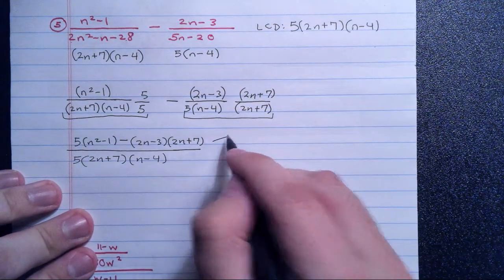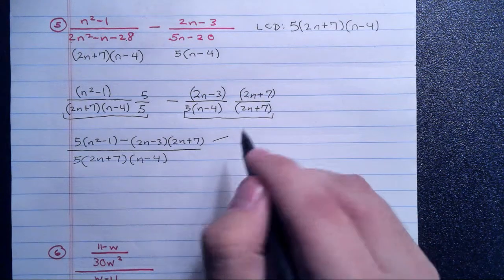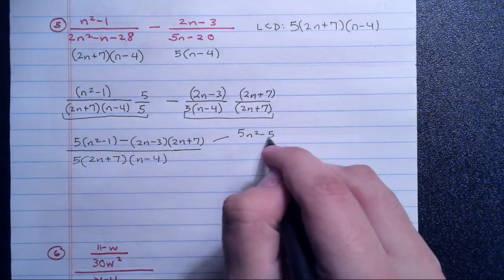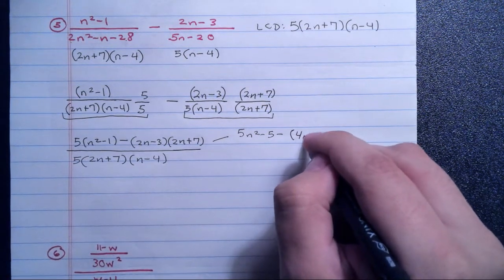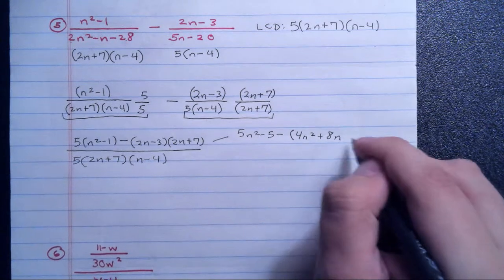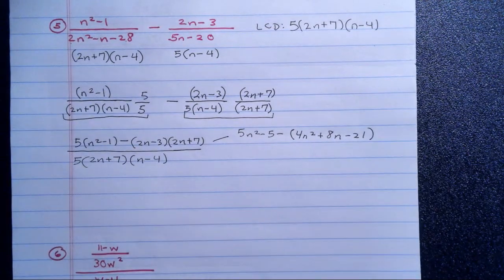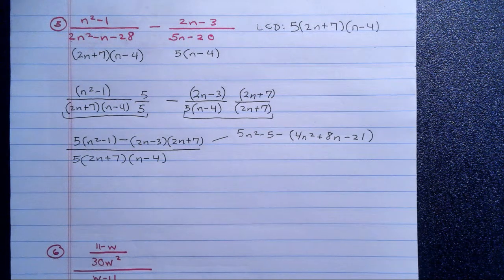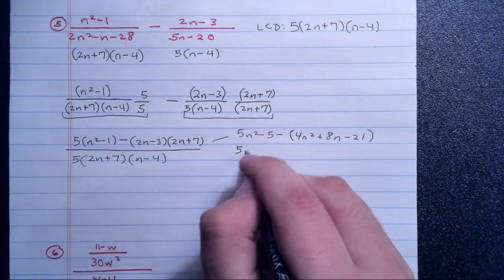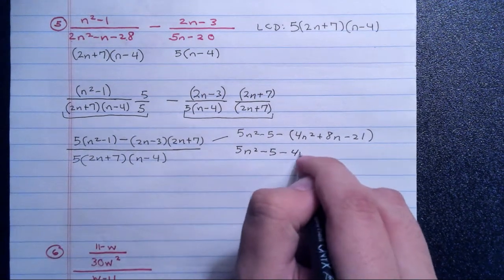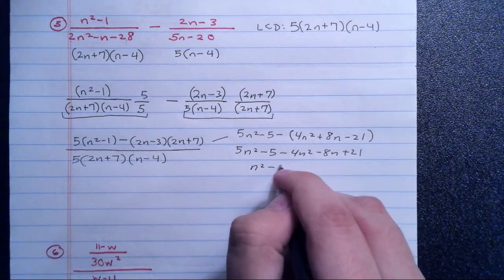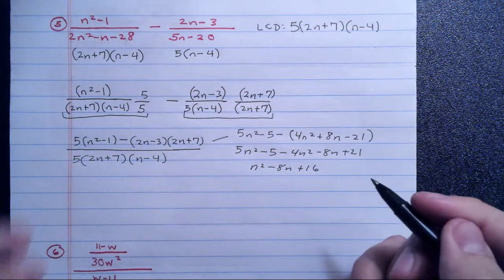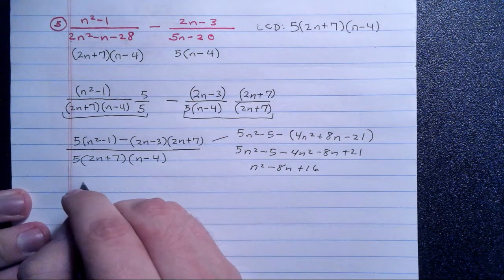I'm going to do that work off to the side so I don't have to rewrite this expression 15 times. So that will be 5n squared minus 5 minus, if I multiply 2n minus 3 by 2n plus 7, I will get 4n squared plus 8n minus 21. And you can multiply that by FOIL or box or whatever process you're comfortable with, but know that that is actually the result. I distribute the negative here, 5n squared minus 5 minus 4n squared minus 8n plus 21, which is n squared minus 8n plus 16. Okay, so that's my numerator when I simplify it.